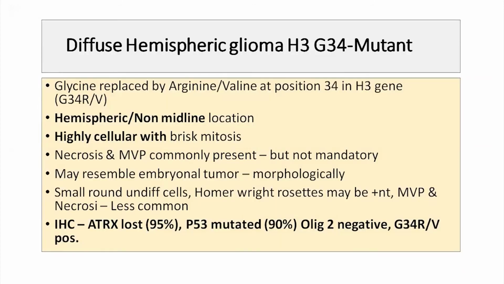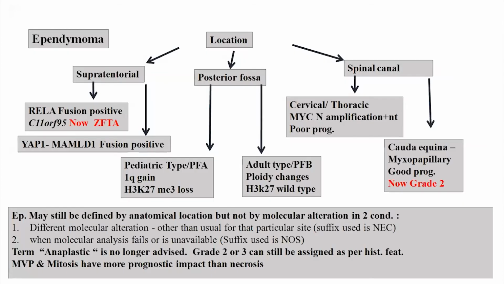Then coming to the ependymomas. Earlier, ependymomas were not classified according to location. If we talk about before 2007, they were conventionally graded as we grade other gliomas or astrocytomas, like grade 1, 2, 3, 4, depending on the microvascular proliferation, necrosis, and mitosis. But gradually, we have seen that there are very typical location-related specific mutations in these ependymoma groups.